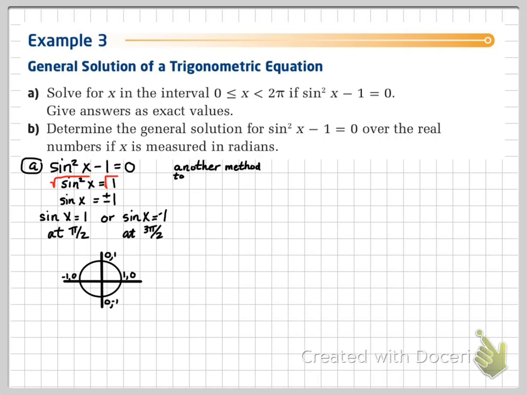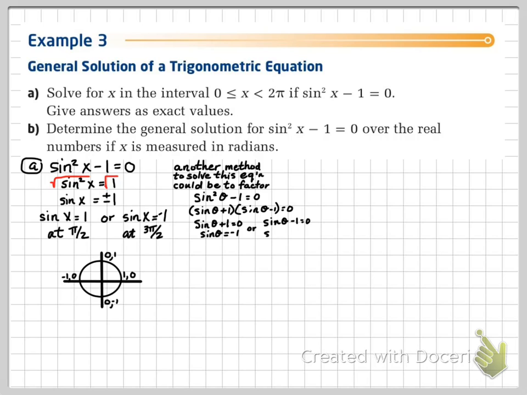Now remember, I said that there was going to be another method of solving this, and that could be to factor this. We could say sine squared theta minus 1 can factor as a difference of squares into (sine theta plus 1) times (sine theta minus 1) equals 0. So again, it's going to take us to the same spot because it means the sine of theta has to equal negative 1, or the sine of theta has to equal positive 1, which is already where we were in the first part.